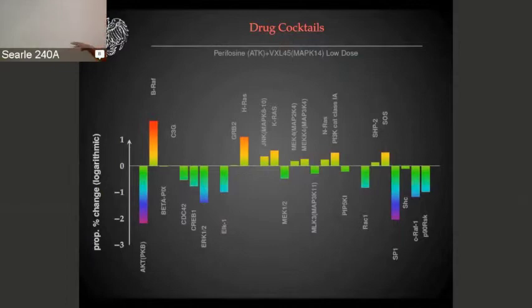That's kind of obvious. What happens to the rest of the network? That's an interesting question. That is non-trivial to answer just from the experiments which come up with the fact that peripocine blocks ATK. And more importantly, what happens when you mix two drugs? Again, the two drugs have their own targets. We know what's going to happen there. The question is what happens elsewhere.